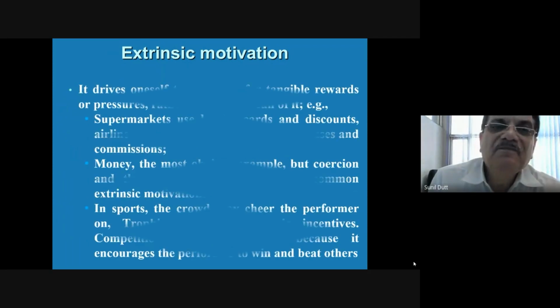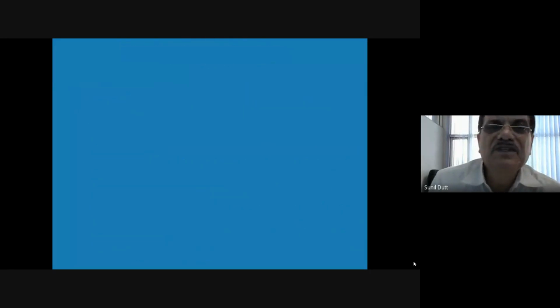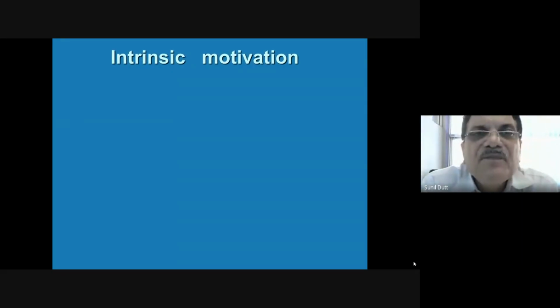So you see, supermarkets use loyalty cards, money, sports crowds may cheer the performer, trophies. All these are extrinsic motivation. Now moving to intrinsic motivation. This is inherent.